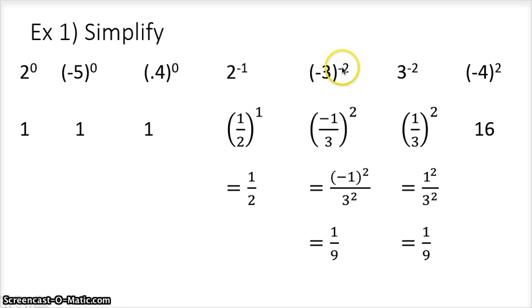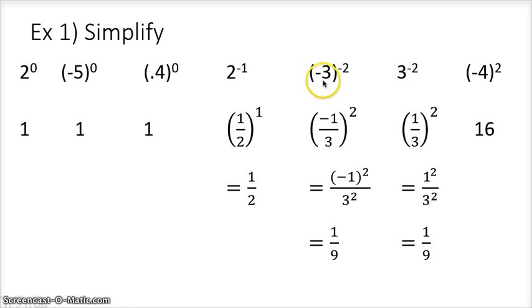Negative 3 to the negative 2. We're going to flip negative 3, so we get negative 1 over 3, because you always want to write the negative sign in the numerator on top. And now it's to the positive 2. So we get negative 1 squared, and the bottom, 3, is going to be squared. So negative 1 times negative 1 is positive 1. 3 squared is 9.